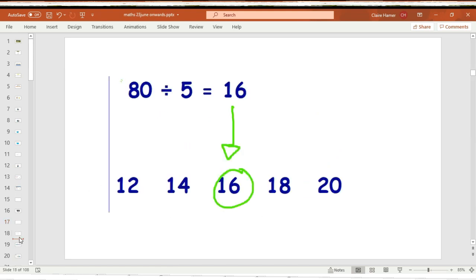And then I had a bit of trial and error and I was actually wasting time. But then I thought, I'm going to share the 80 between the 5 houses, and I got 16. 80 divided by 5 is 16. Now that told me that that was the middle number. So I put that in the middle and I just tried out if it worked. So that was my middle number, 16.